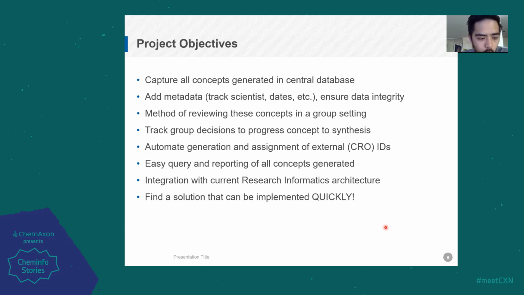So no longer are we startup sized, we have huge ambitions to become quite a big company. So I want to share our story about how we implemented ChemAxon Instant JChem as the core database behind idea generation and management here at MyoKardia. Okay, so what were we trying to accomplish by doing so?